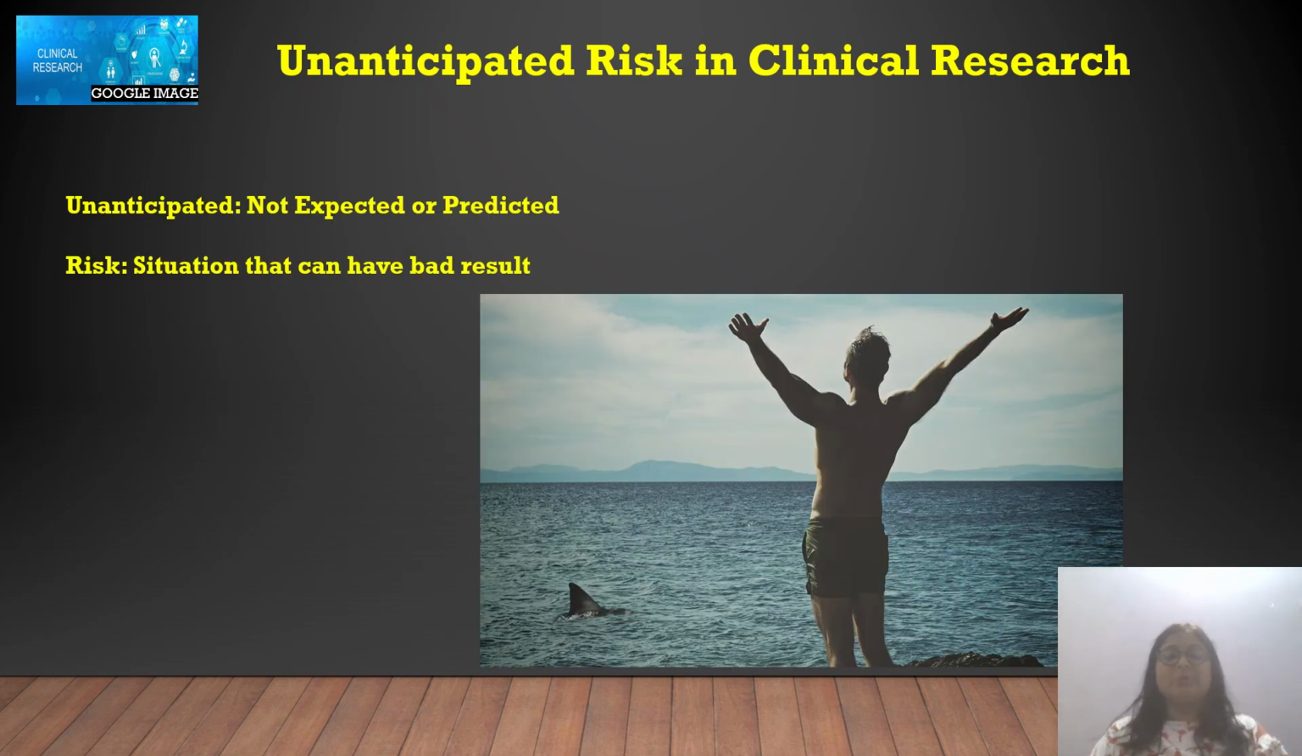So first we will see what is unanticipated risk. As we all know, the meaning of unanticipated is not expected or predicted. Like something happens suddenly to you which you have not expected. Then risk. Risk is a situation that can have a bad result. As we all say, in this work there is some risk. That means we know that because of this work there may be some worse situation or some bad situation, you can say. So see here I have taken an image. Obviously it is from Google.